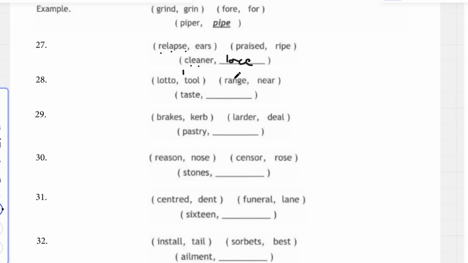Next is going to be taste. Lotto, we don't know which ones are near. This one's easier to use. 3, last. So 3, last is E. And then near. And then number 2. Number 2 is A. And then number 1 is going to be T.